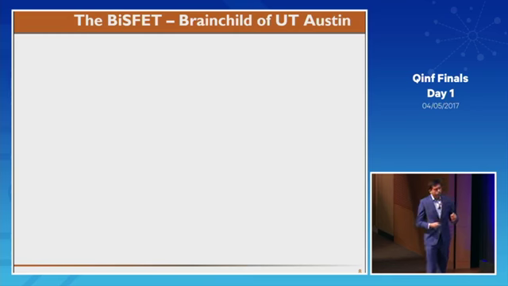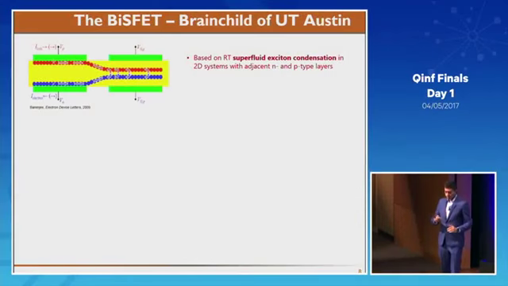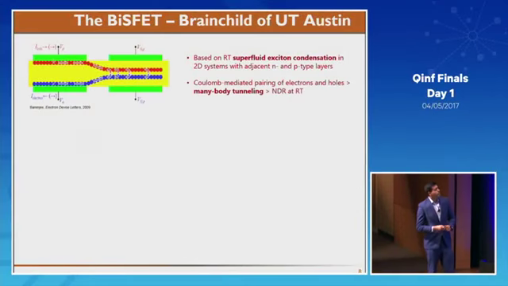That is the demonstration of the bilayer pseudo-spin field effect transistor, or the BiSFET, a device idea that was born at UT Austin but hasn't been experimentally demonstrated yet. So what exactly is the BiSFET? Well, it is based on the idea of room temperature superfluid exciton condensation in 2D systems with adjacent N-type and P-type layers. Let's look at the mechanism of its operation.